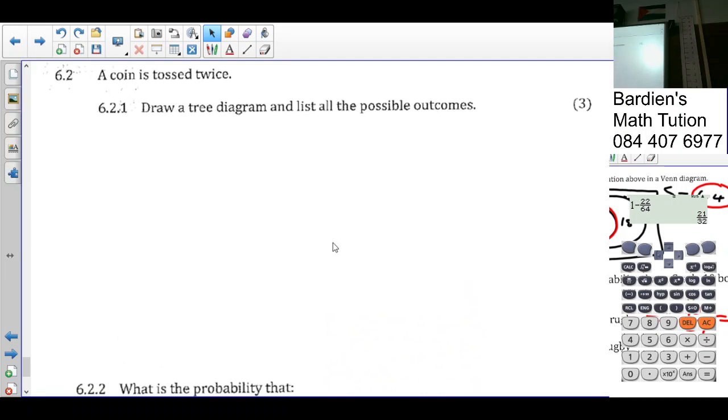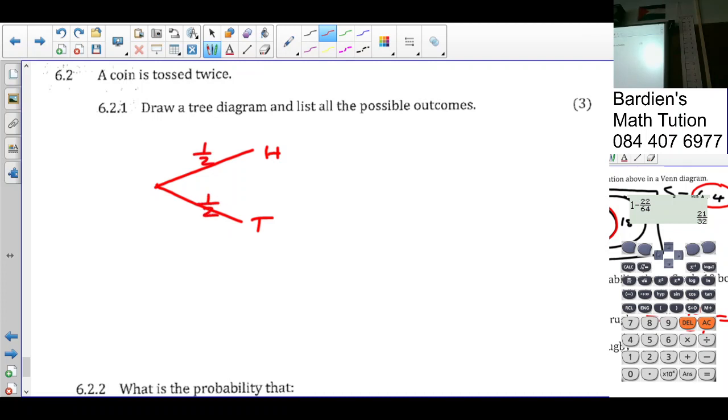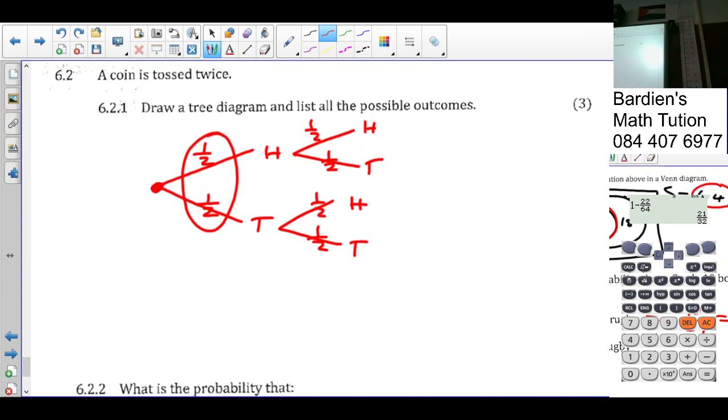In 6.2, we are told that a coin is tossed twice. Draw a tree diagram and list all the possible outcomes. So if you're looking at the coin, a coin has a heads or a tails. Okay. So what's the probability of tossing a heads on the first toss? It's 1 out of 2. So it's tossed again. So tossing a heads, you could toss a heads again, then a tails. Or if you toss tails first, you could have tossed a heads, then a tails. So this is your tree diagram. Okay, these are your branches and its probability on the branch. Okay, remember that the branches to a vertex always add up to 1.